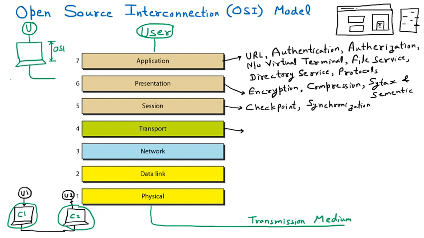That is going to do error control and flow control. Means how much data will flow, that is the flow control. Error control: if an error comes, it is going to detect it.